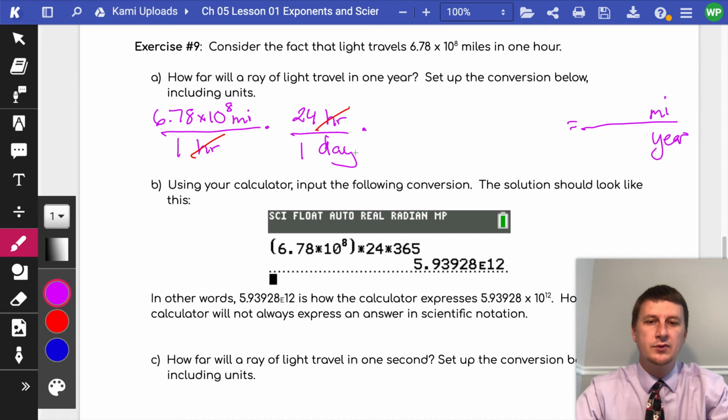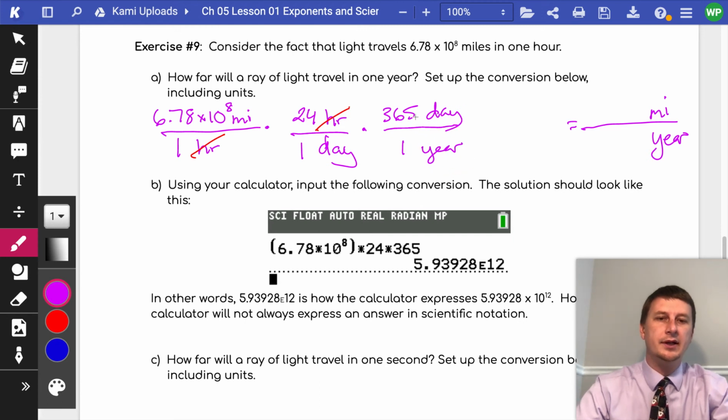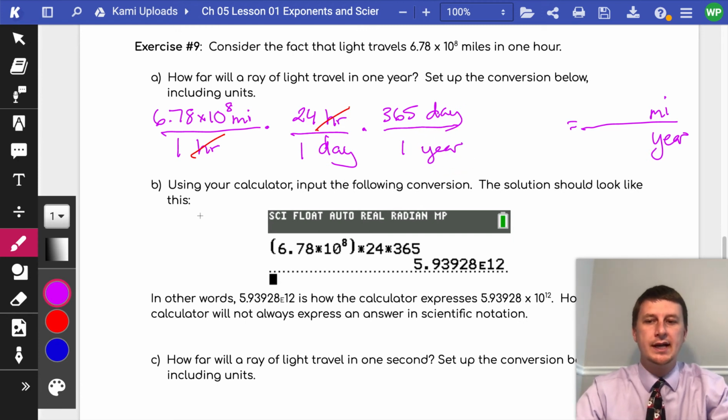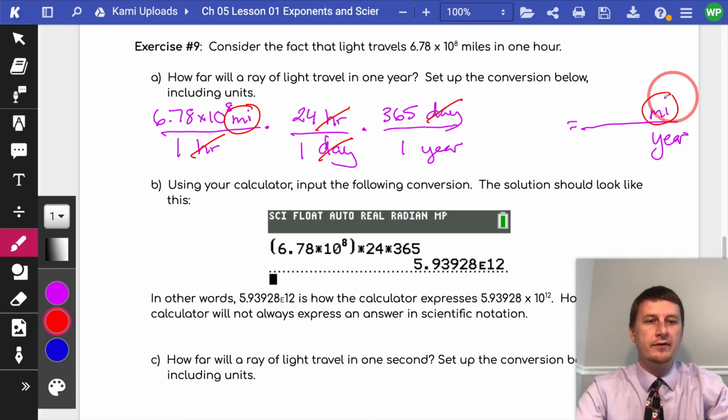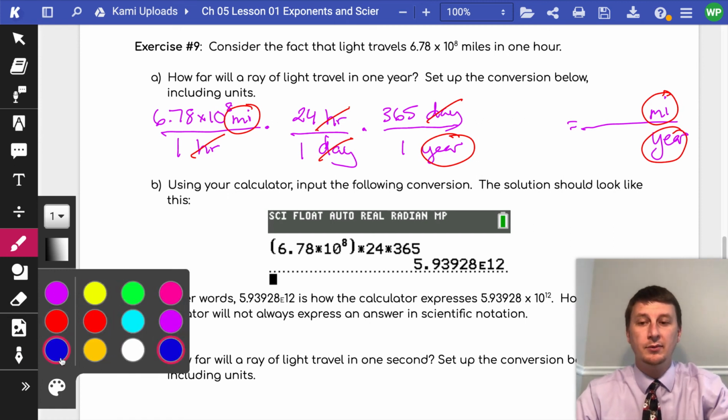I ask myself, do I know anything about days and years? And yes, I know how many days are in a typical year. There are 365 days in 1 year. And again, I write it here because now I have days in the numerator and days in the denominator, so days will cancel out. And I'll be left with only miles in the numerator, which is what I have in my answer, and only years in the denominator, which is what I have in my answer. So by multiplying these numbers across, I'll get the solution that I'm looking for.